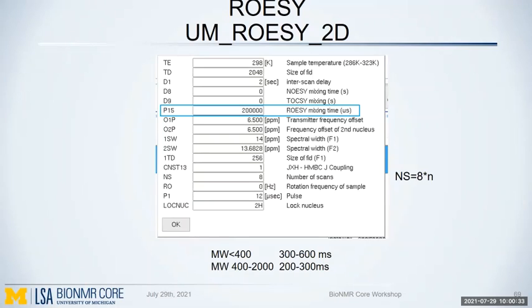And in the ROESY spectrum, this one also has a mixing time. The parameter is called P15. You can set that to 300 to 600 milliseconds for small molecules, and then 200 to 300 milliseconds for intermediate weight. This one, the default is now set to 200 milliseconds.